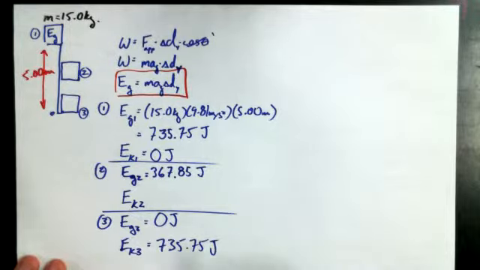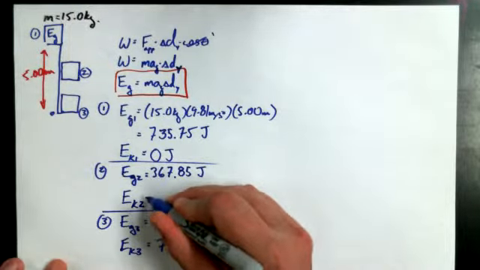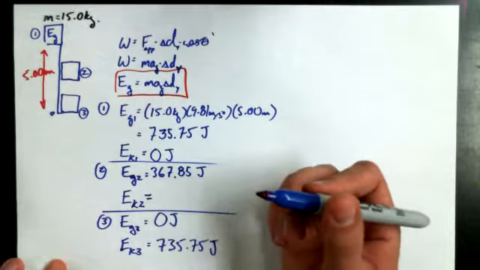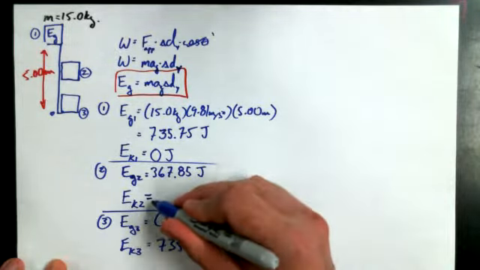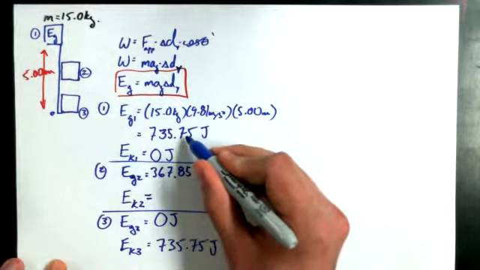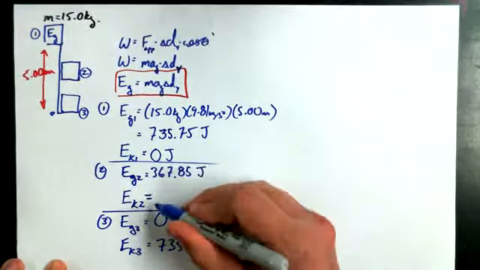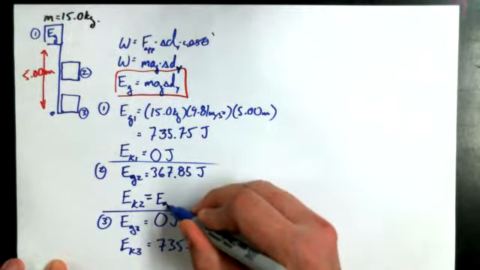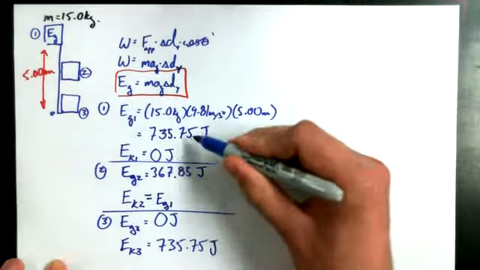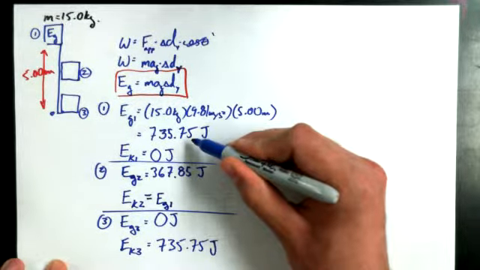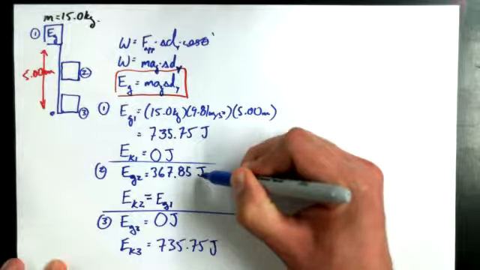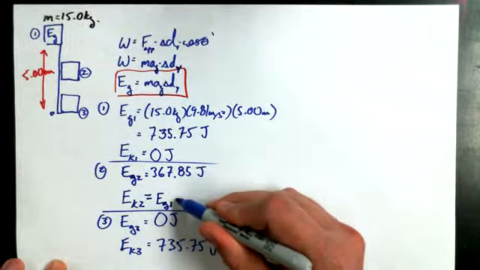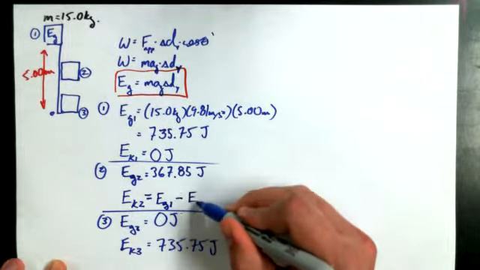I'll give you a hint. Energy can't be created or destroyed. So this guy here has to come from somewhere. How much energy do I have to start with? Got to be same amount as Eg1. How much energy have I lost from my original Eg1? Looks like this amount, right? So I could even say minus Eg2.